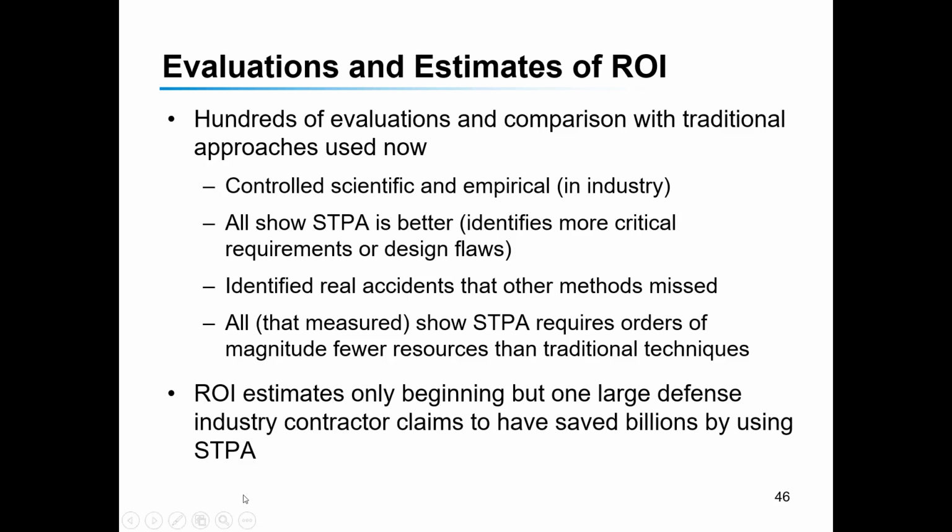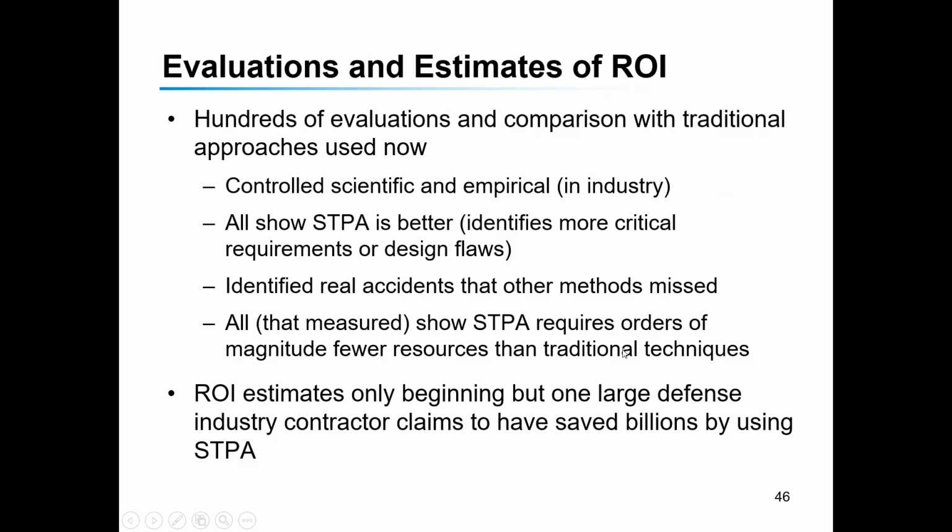Everyone that's measured shows that STPA requires an order of magnitude fewer resources. This shocked me because I assumed it was more powerful. It finds more, so it's got to be more expensive. What we're finding is, after people learn it, the first couple times it probably costs the same as the other, but after that there's a tremendous exponential decrease in cost, and it is orders of magnitude cheaper than the others because it does it in a different way.